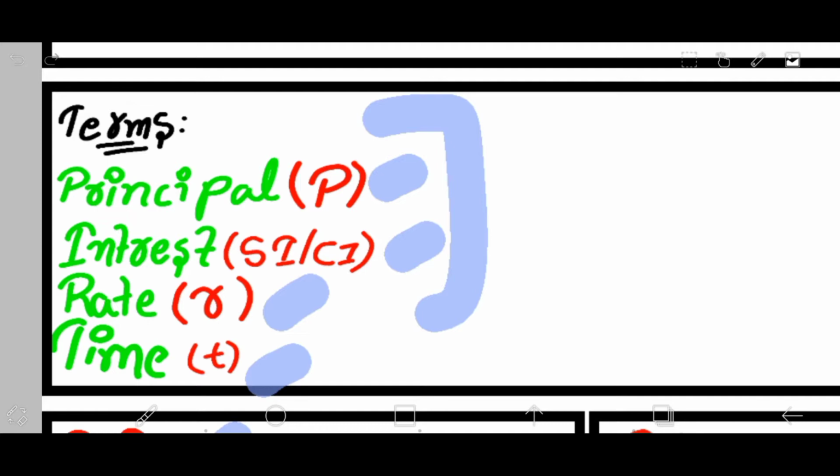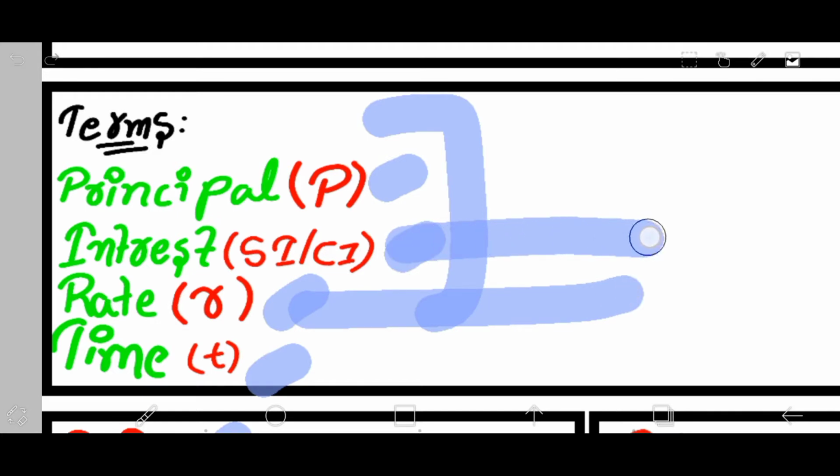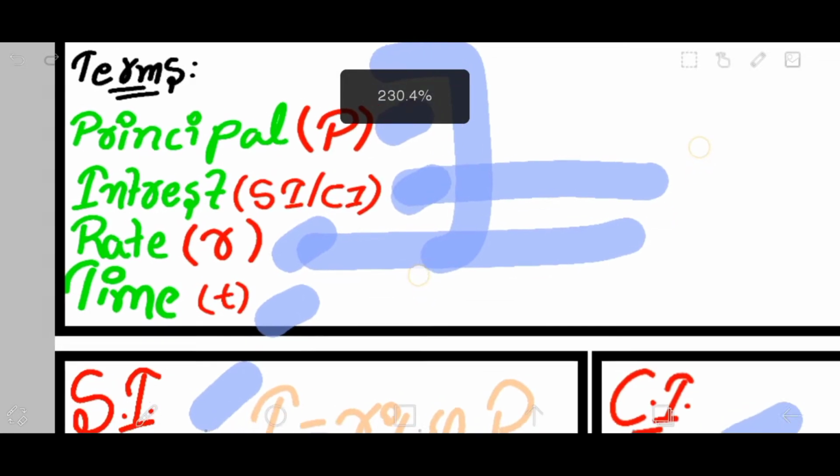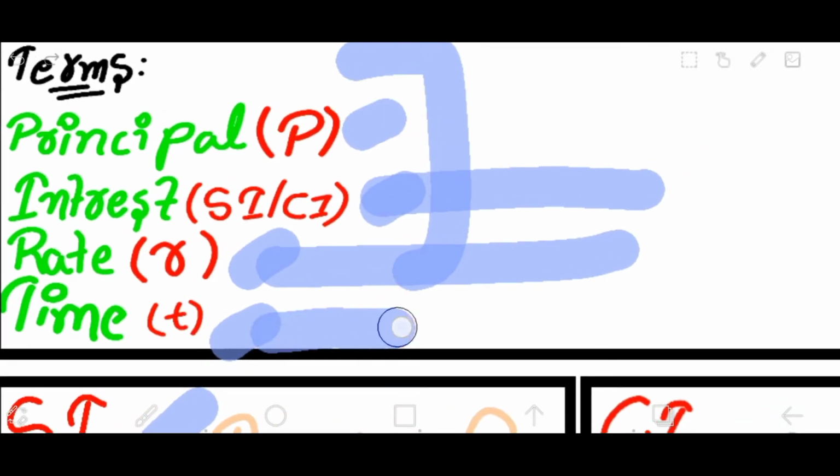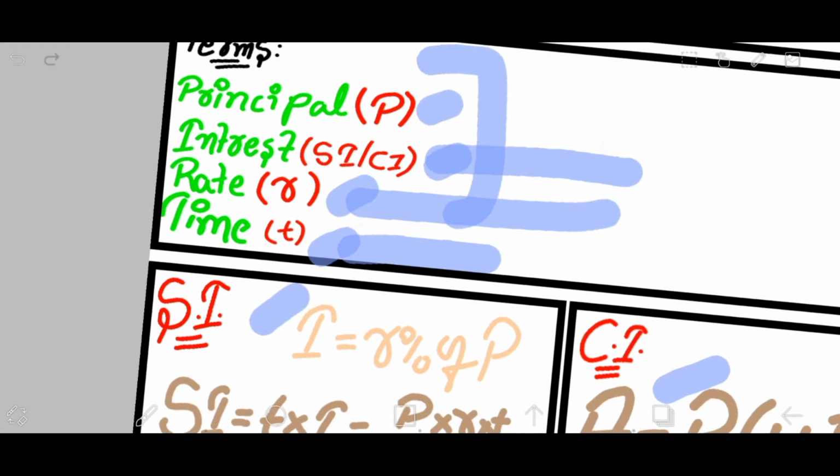The next thing is rate. Rate determines what the value of interest will be. I hope I'm clear with this: rate determines the interest amount. We'll see it in the upcoming minutes. The other thing is time. Time is the period for which the loan has been given. So that's the thing.